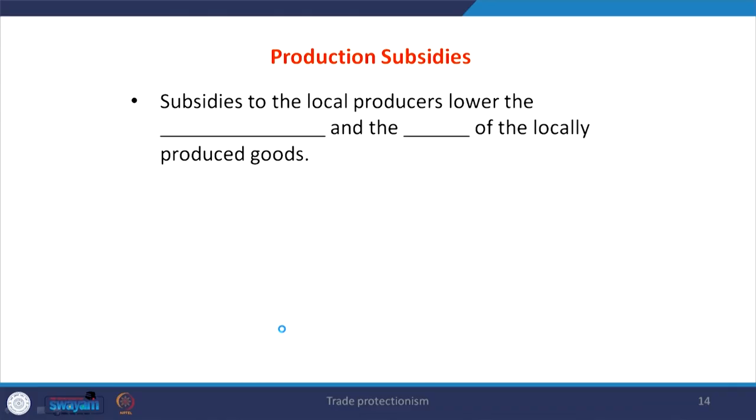Now, another instrument of protection is called production subsidies. This has been largely debated in different World Trade Organization forums and rounds, like the Doha round, the Marrakesh round, the Kunkun round, the Doha Development Agenda, and the Uruguay round. This has been largely debated.